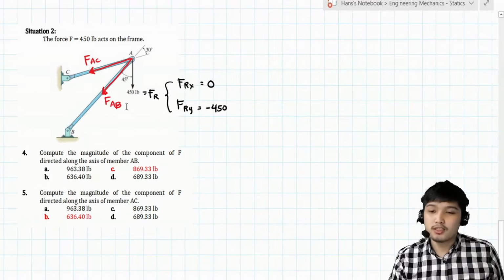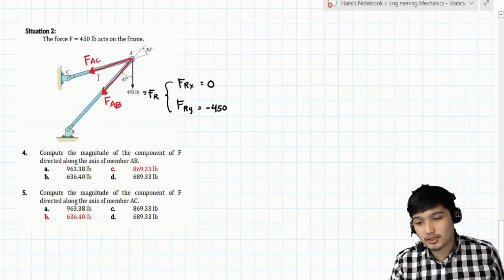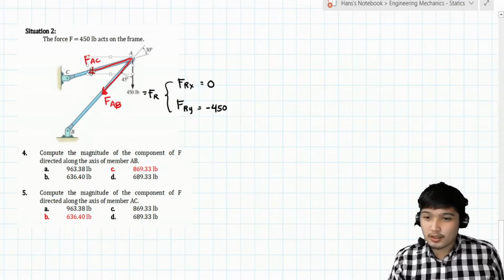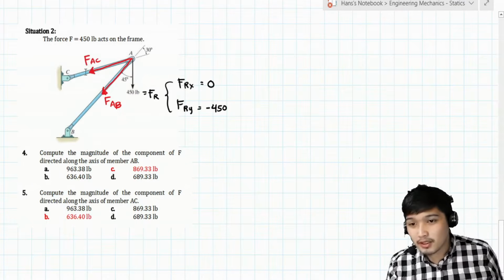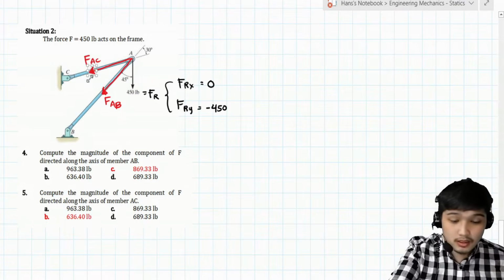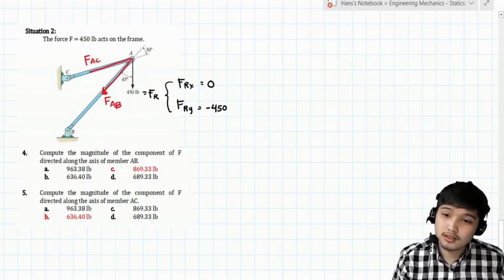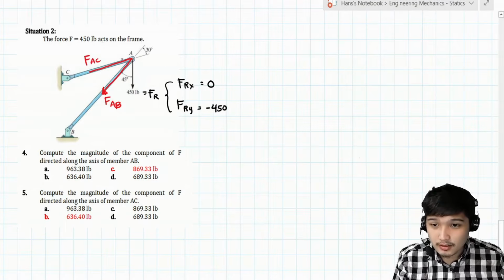Okay, so mag-iisip ka ngayon. So, sino yung papuntang left, sino yung papuntang right? I think ito na lang siguro. Okay lang naman class magkamali ng assumption. So, palitan ko to. So, siguro ito yung papuntang right. So, ganito siya. Okay?